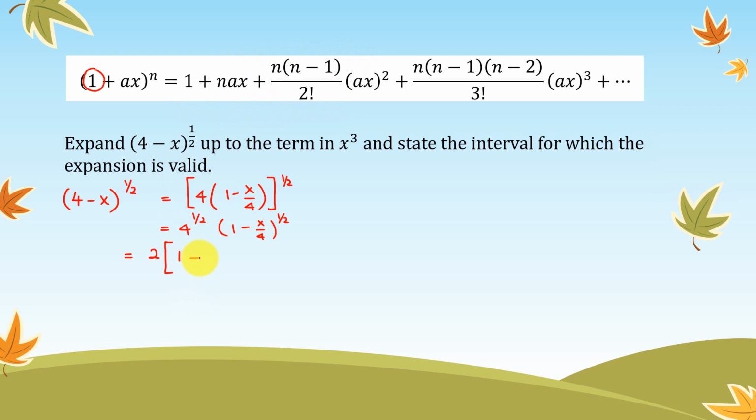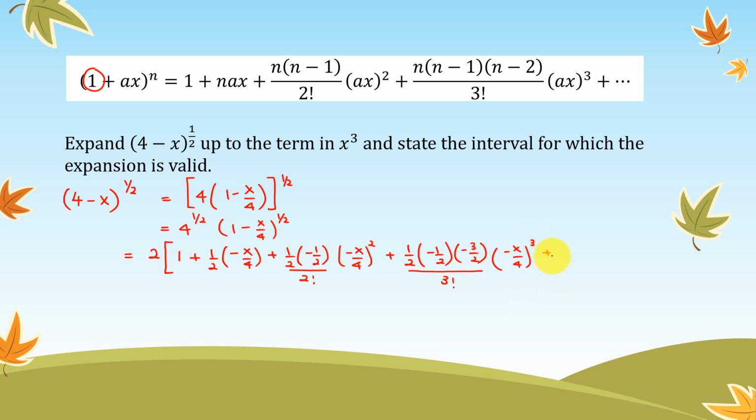Okay, so the first one is 1 plus, n is half, ax is negative x over 4, plus half times (half minus 1), so negative half, over 2 factorial, and then we have (negative x over 4) squared, plus half, negative half, negative 3 over 2, over 3 factorial, (negative x over 4) cubed, plus dot dot dot. Okay, so let us simplify the term inside the bracket. So 2 times (1 minus x over 8).